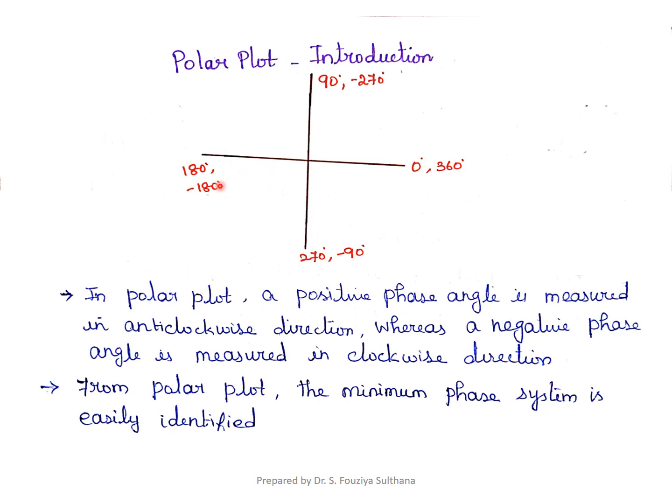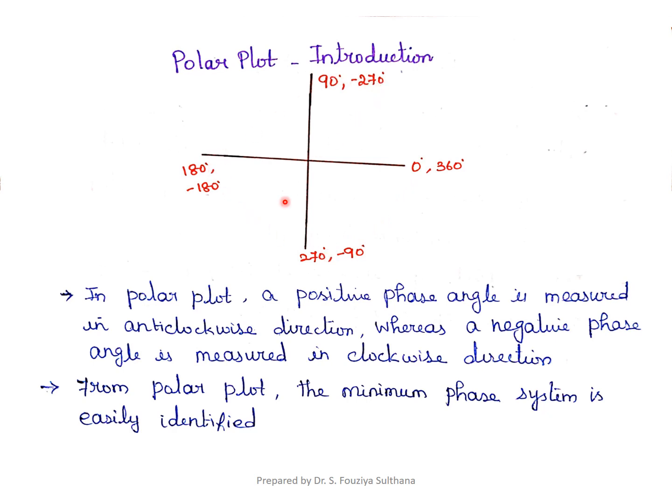In polar plot, the positive phase angle is measured in the anti-clockwise direction. That means from here 0, 90 degree, 180 degree, 270 degree. Whereas the negative phase angle is measured in the clockwise direction: 0, minus 90, minus 180, minus 270 degree.